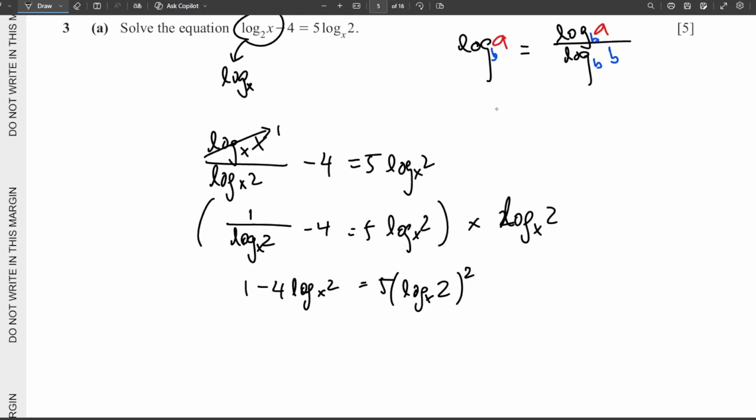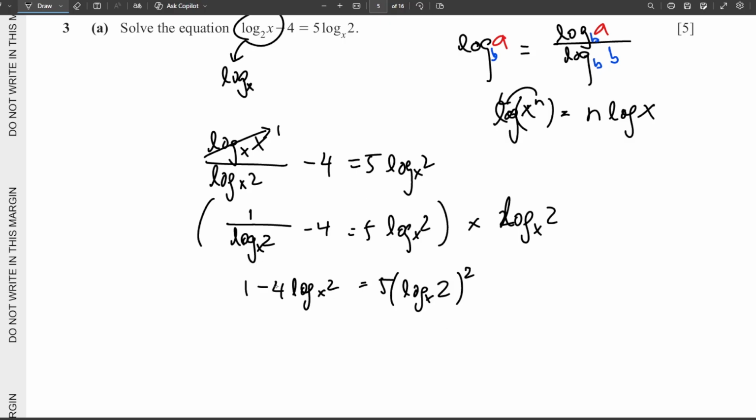And if you have learned also one of the log rules, log x power n, the n, the exponent, you can bring forward, right? So you can multiply by the logarithm. But in this case, the square here is on the outside of the logarithm, so it's not attached to the argument of the logarithm. So in this case, we cannot do that.